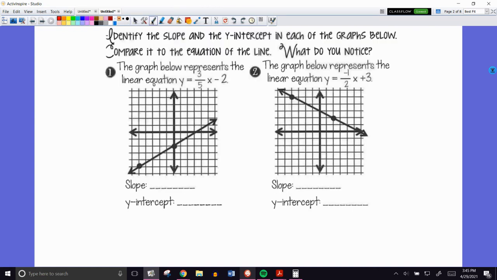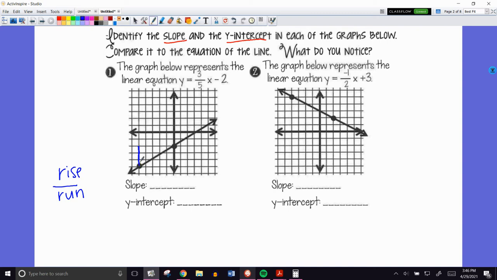All right, so the first part says identify the slope and the y-intercept in each of the graphs below. Compare it to the equation of the line. What do you notice? So the last time we were in class, we talked about slope and we talked about the y-intercept. We said that when we have a graph, our slope is when we take the rise over the run. So on our graph, we do have our 2 points. They gave it to us.